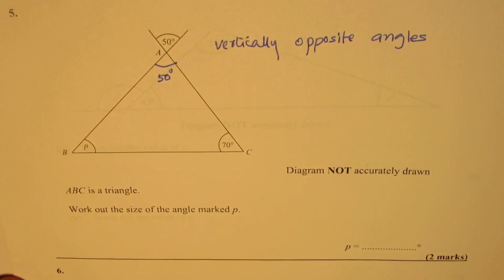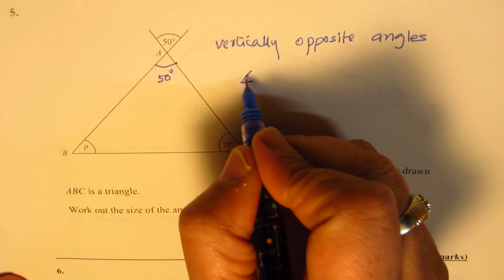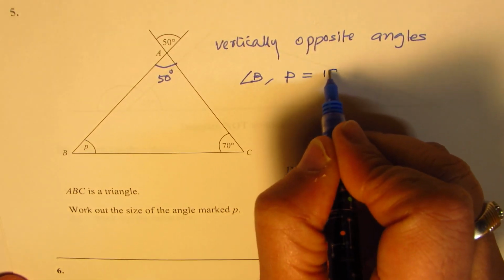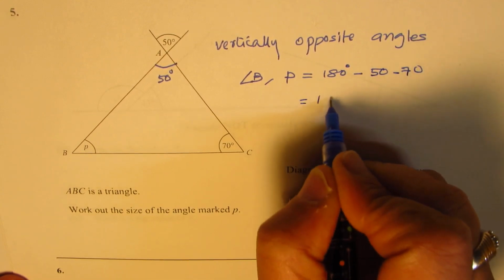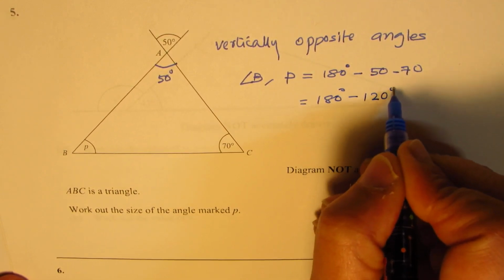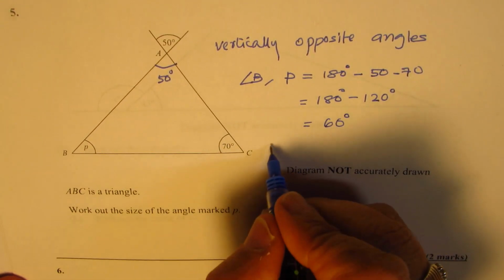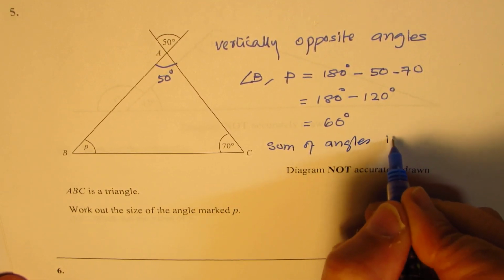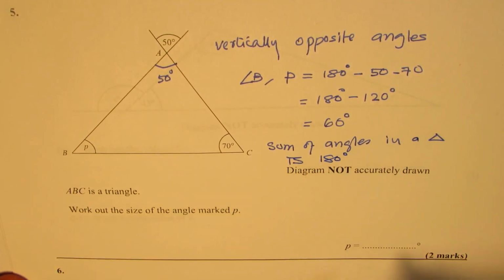So we know angle A is 50 degrees, and now we can find angle B, right? So the measure of angle B, which is given to us as P, is equal to 180 degrees minus 50 minus 70, correct? Or you can say 180 degrees minus 120 degrees, or it is 60 degrees. Is that clear? So we again use the property that the sum of angles in a triangle is 180 degrees, right? So I hope that is clear. We'll write down our answer here, 60 degrees.